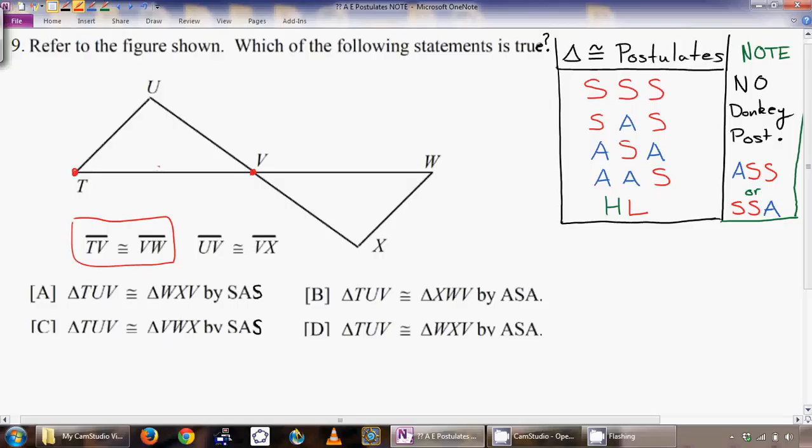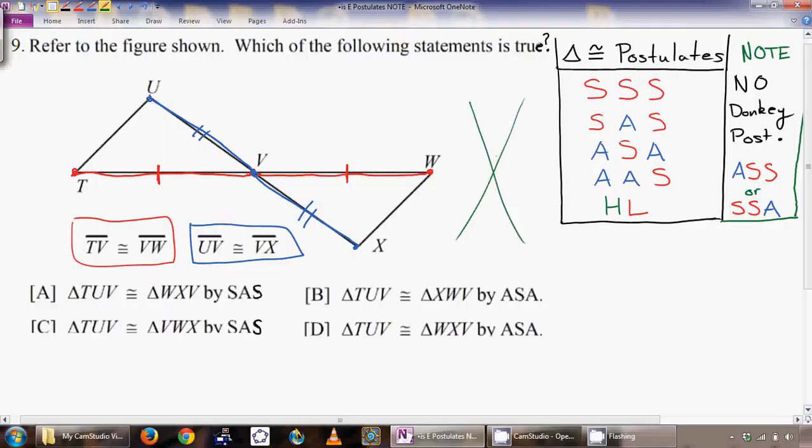T to V. Yeah, that segment will be congruent from V to W. All right, right there. And I'll draw it in red. These pieces are congruent. And then it says segment UV, so from U to V. Alright, this segment will be congruent from V to X. These segments are congruent. And then automatically, I see I've got intersecting lines, right?